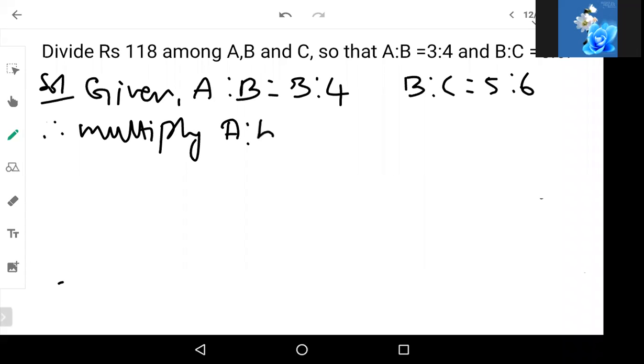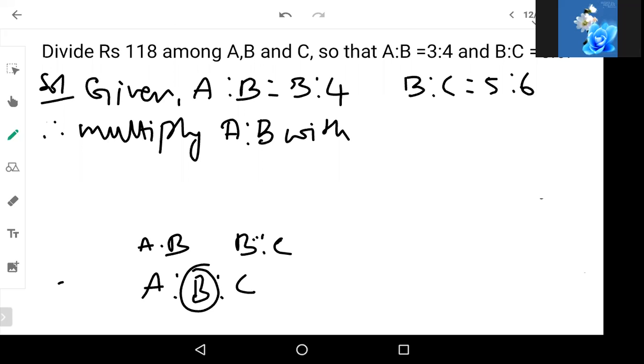A is to B, with which number should I multiply now to make it equal, to get A is to B is to C? To get A is to B is to C, this B in A is to B and B in B is to C should be same, right? So what we do? We multiply the value of B here with this ratio and we multiply the value of B here with this ratio. Correct? So now the value of B in B is to C is 5. So we will be multiplying the ratio A is to B with 5.